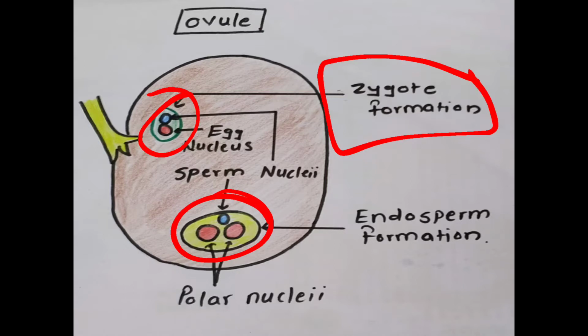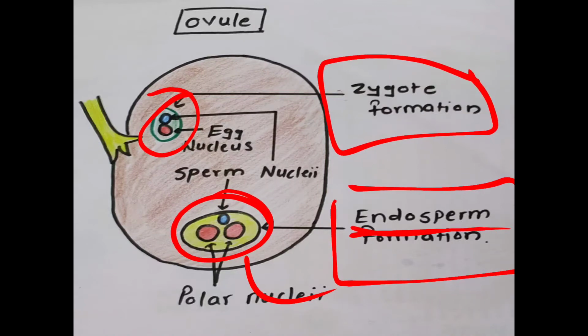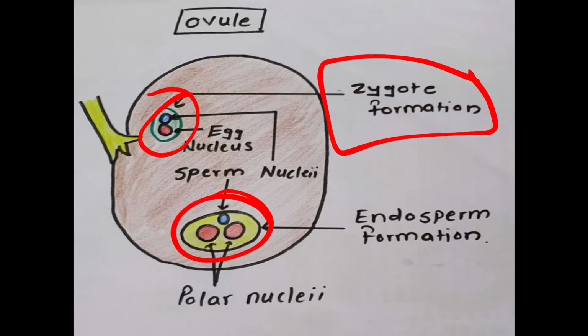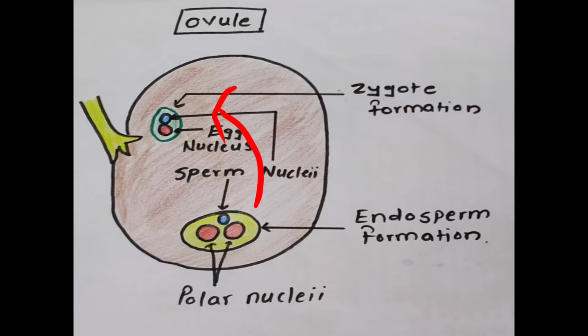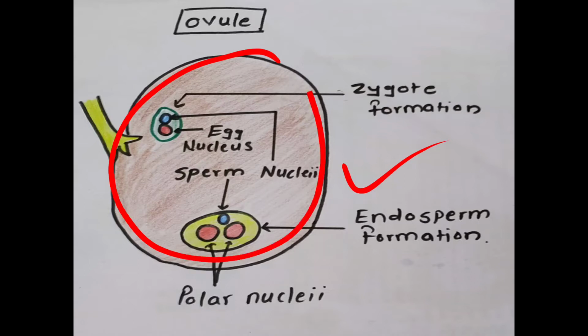So what is the use of this polar nuclei and sperm nuclei combination? This will convert into the endosperm. See the word endosperm. What is the role of endosperm? It provides all the nourishment which is required for the growing zygote or growing embryo inside this ovule. So this ovule is now going to convert itself into a seed.